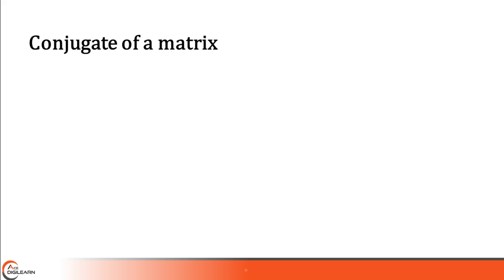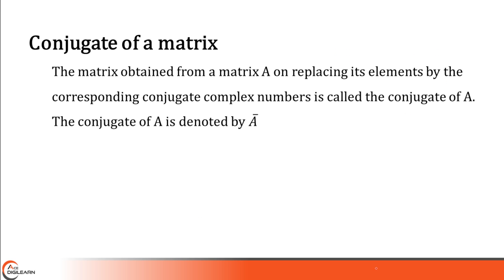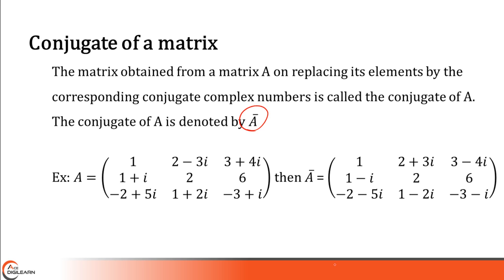Next type of matrix, conjugate of a matrix. The matrix obtained by replacing the elements of it by the corresponding conjugate complex numbers is called the conjugate of the matrix A. It is denoted by A bar. You can observe an example. A equals a matrix of order 3 by 3. A bar will be the matrix obtained by replacing the conjugates. 1's conjugate is 1, 2 minus 3i conjugate is 2 plus 3i, and so on.